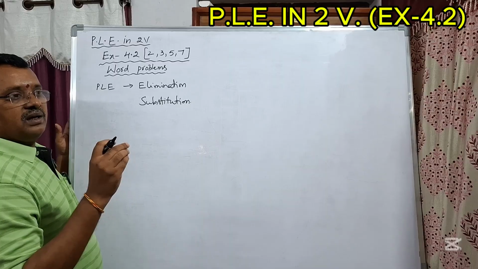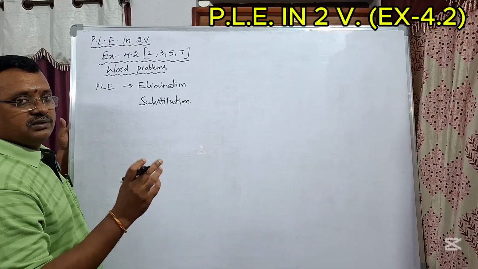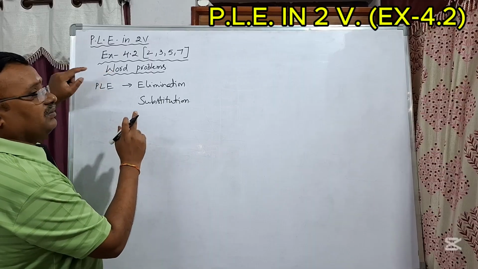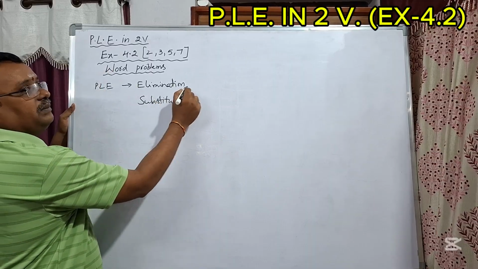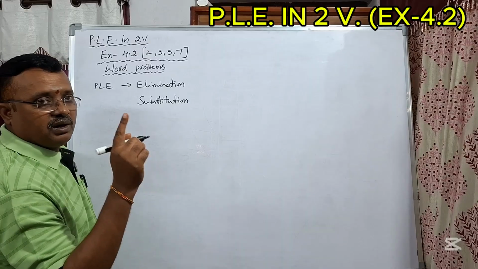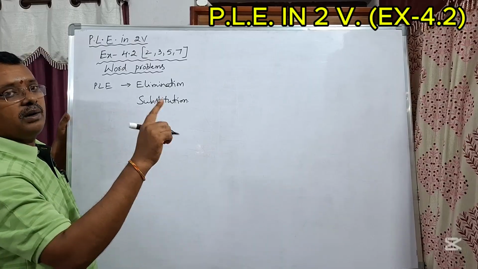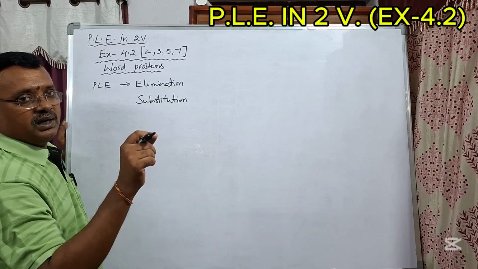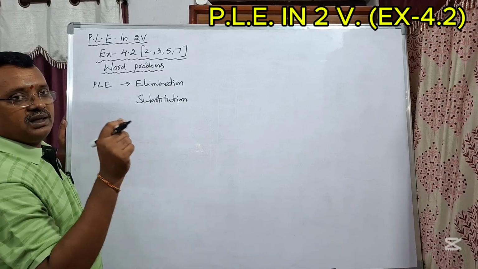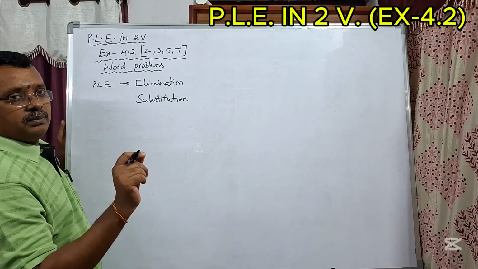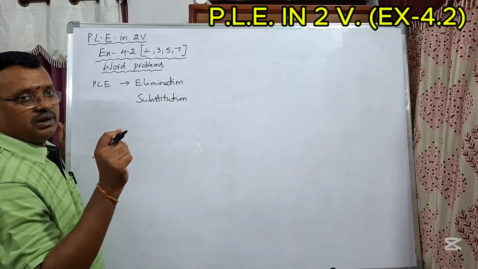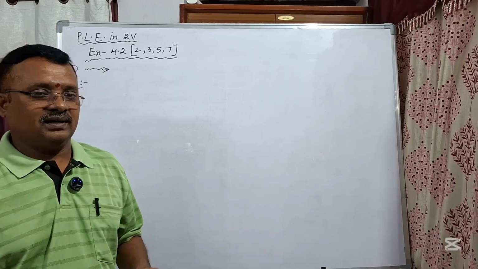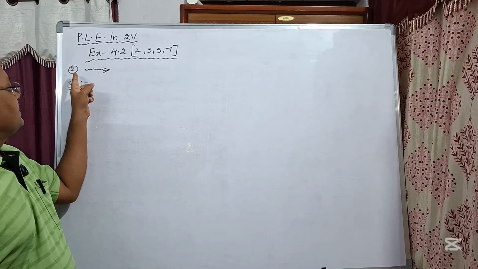In some examinations they will ask for a particular method. They will give one word problem and ask you to solve it using the elimination method. That problem you have to do only by the elimination method. If you apply the substitution method for that problem, they will award 0 marks. So if they mention the process, you have to answer in that process only.